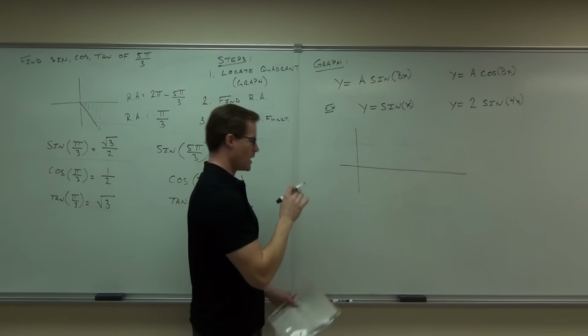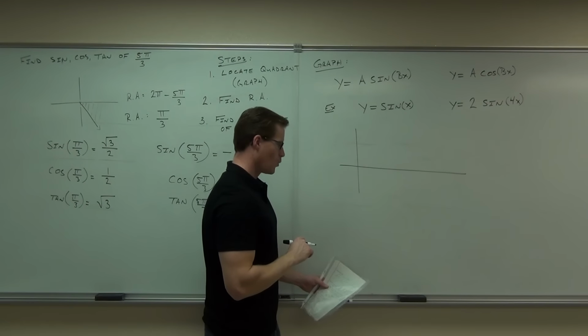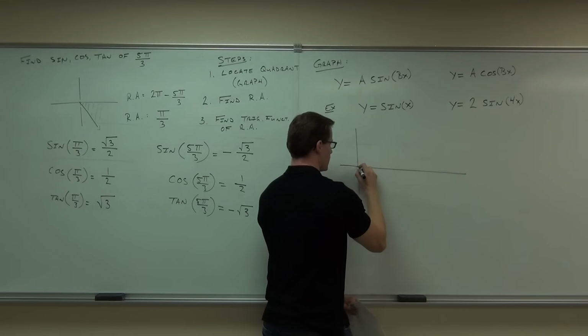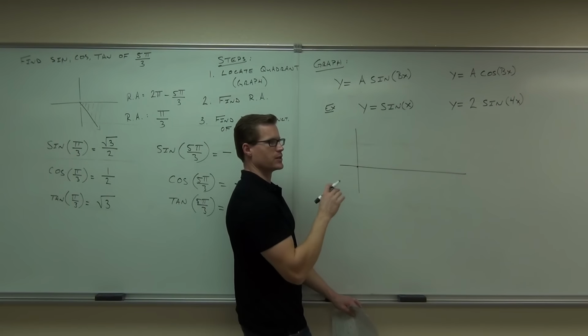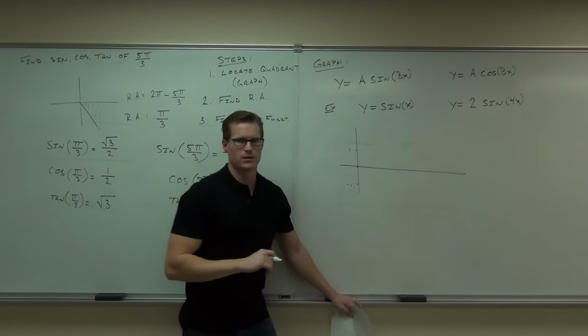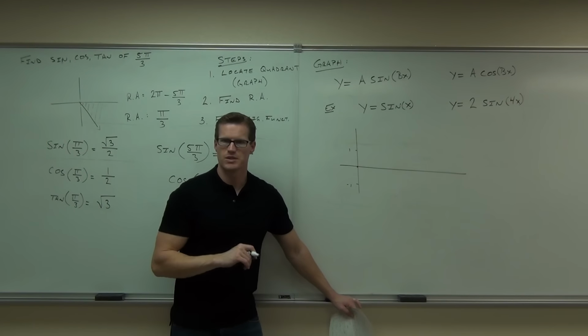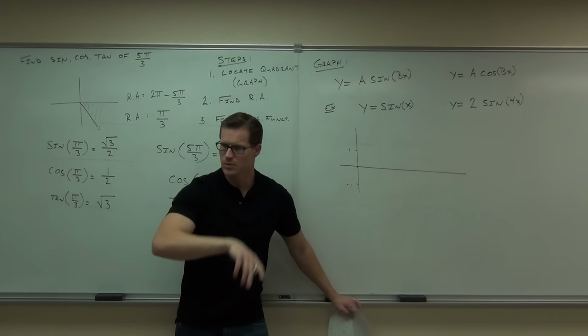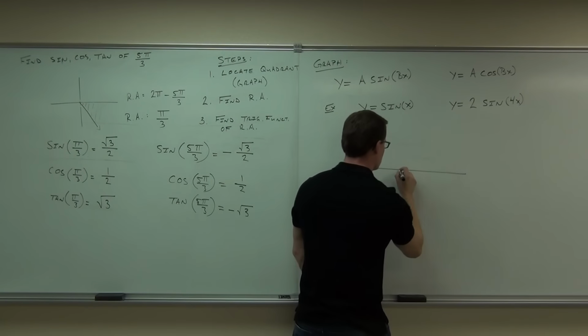Firstly, let's talk about sine right off the bat. Where does sine start? How high does sine go? What's the period for sine? That means it oscillates every 2 pi. Why? Well, it's on a circle, right? It's going to come back to the same thing every time you go around that circle.